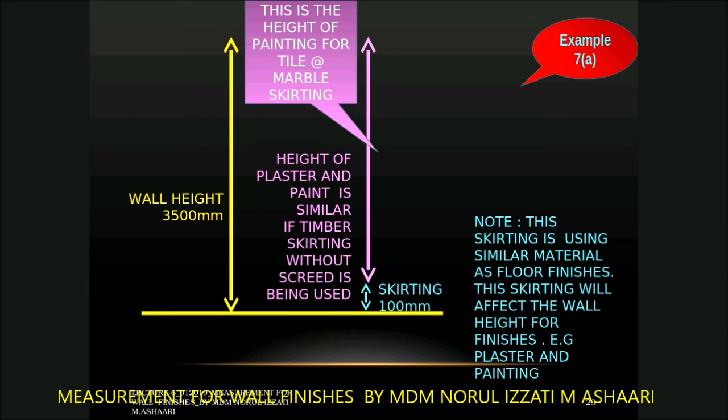Next example is the height for the painting. If you have the tiles or marble skirting, I think this one I highlighted before, but just to highlight again. And this is the height and plaster that is also similar with the skirting. Similar with the tiles. So in this case, the height of the plaster is similar with the height of the painting.